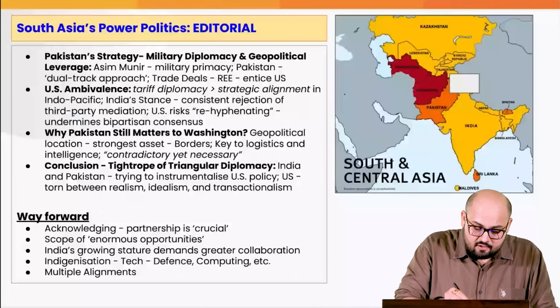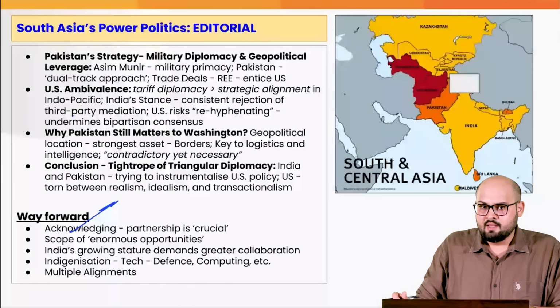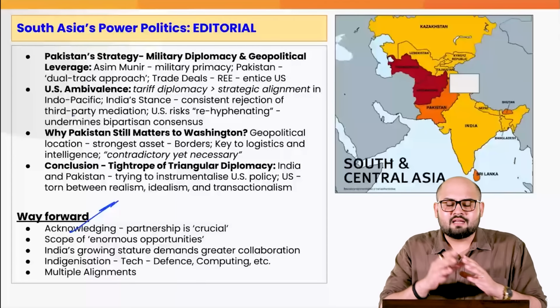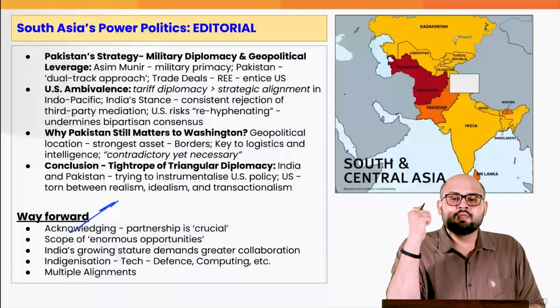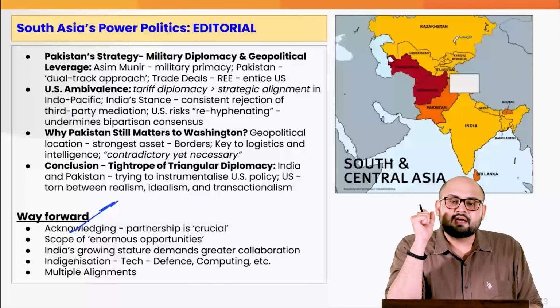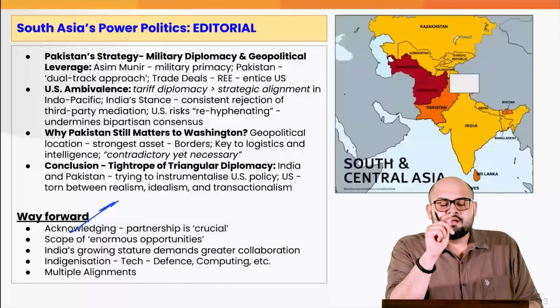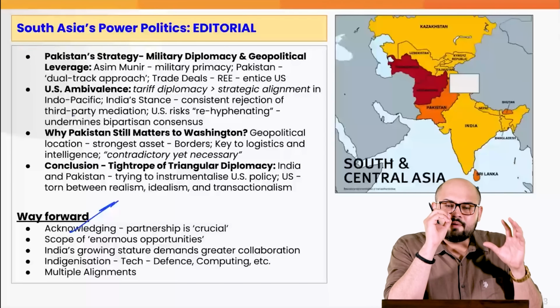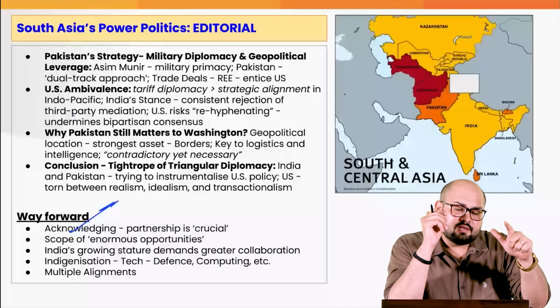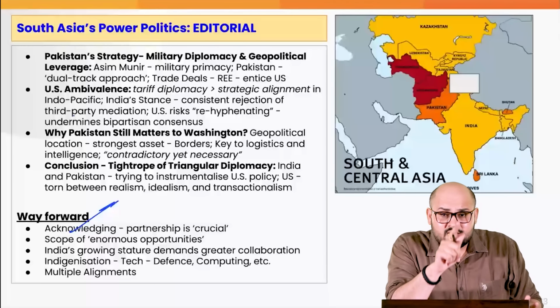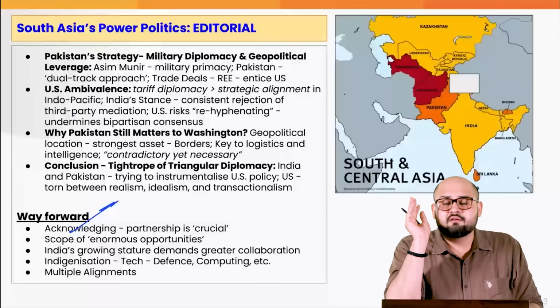The very first is acknowledging that partnership is crucial. The US should understand that India is a very important player when we talk about the Indo-Pacific region, especially the containment of China. And India should also understand that for the US, it is very important to contain Iran, and therefore it would be coming into partnership with Pakistan. But that should not compromise India's interest.